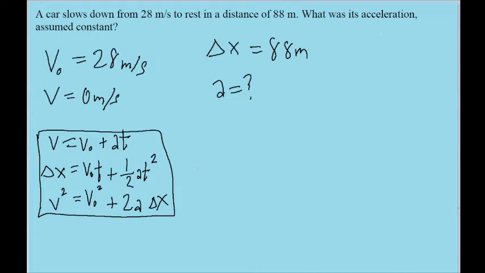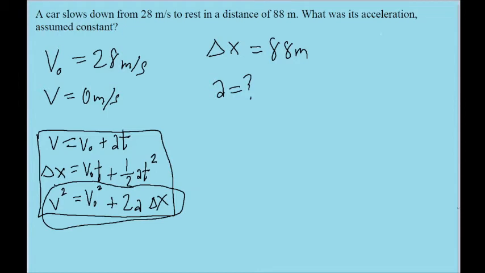And in this case, it looks like we're lucky enough that we do have that here. Because in this third equation, we have the final speed, we have the initial speed, acceleration is what we want to find, and delta x is given. The other equations wouldn't work as nicely because they both include time, and time has nothing to do with the variables given to us. So we'll want to use this third equation here.